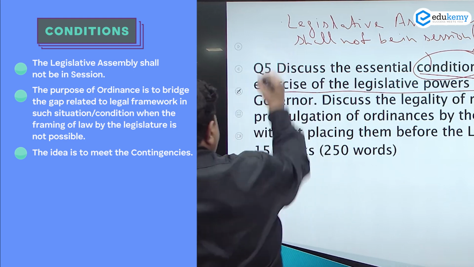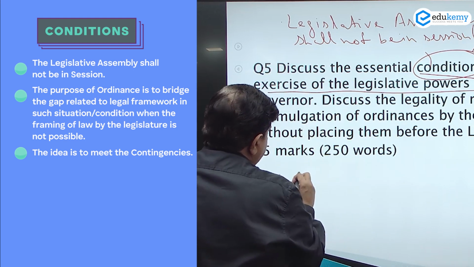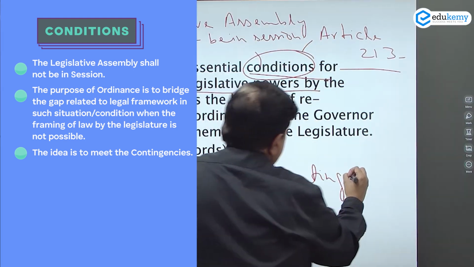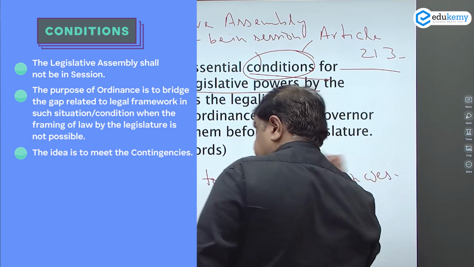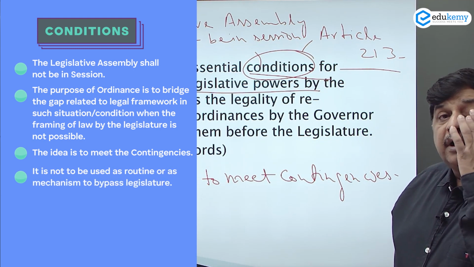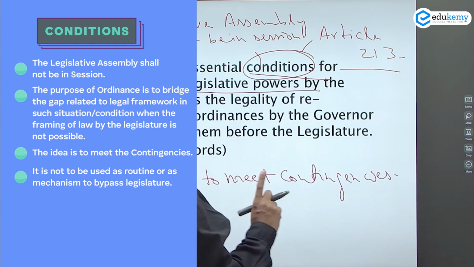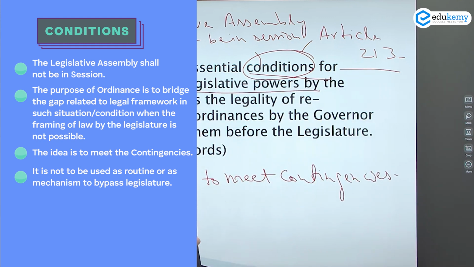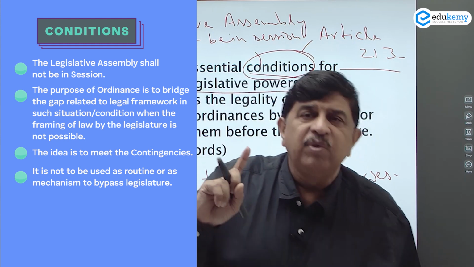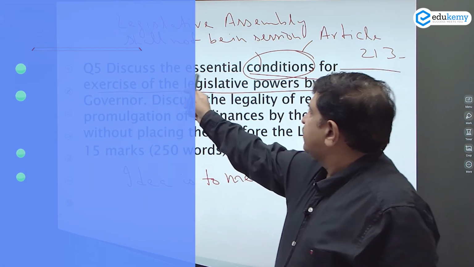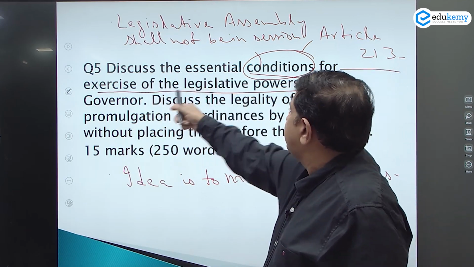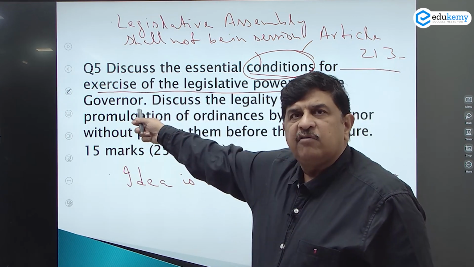The idea is to meet contingencies. It is not to be used as a routine thing or as a mechanism to bypass the legislature. Once again, discuss the essential conditions for exercise of the legislative powers by the governor.